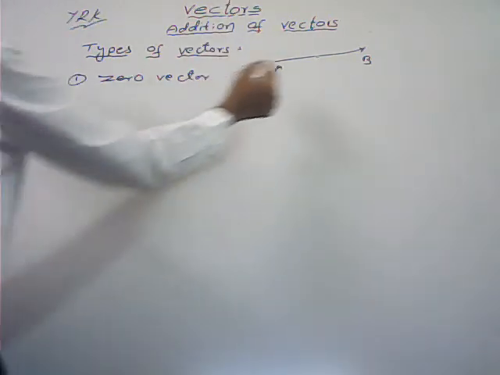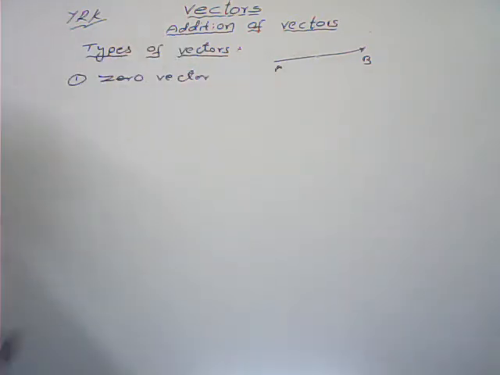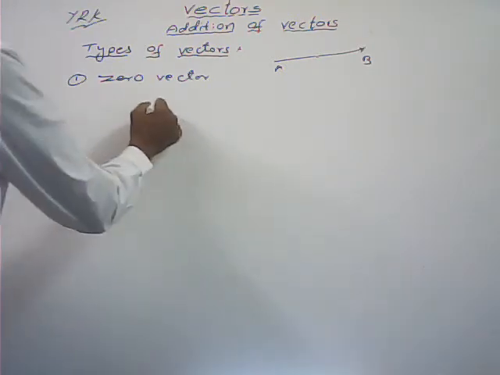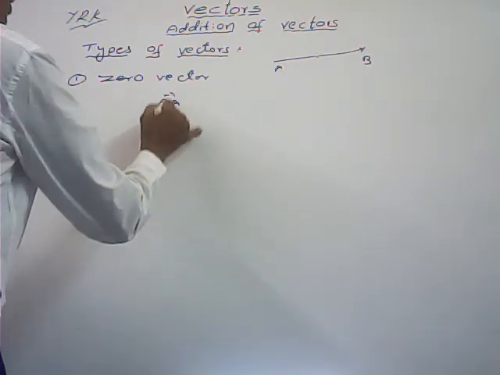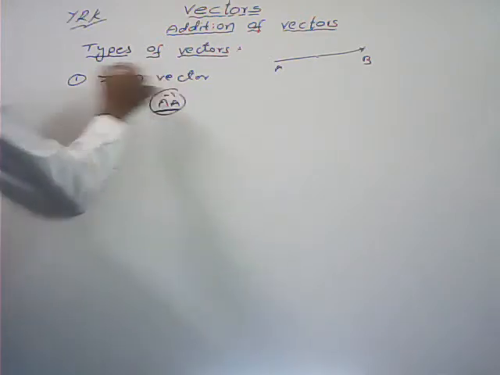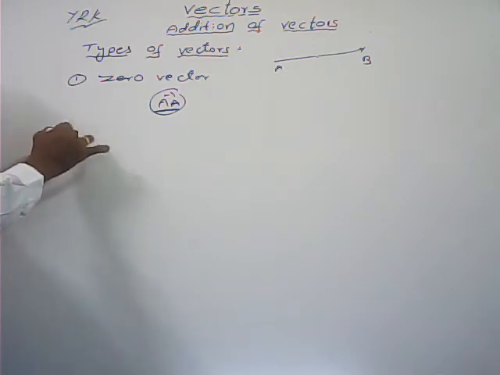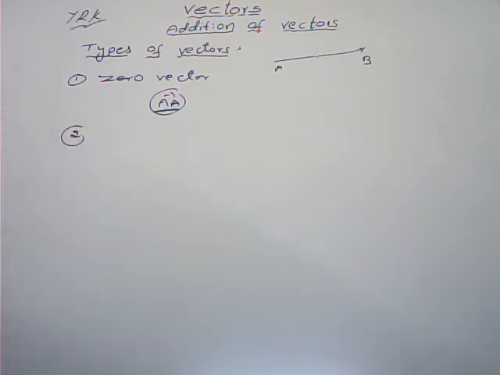If the terminal point coincides with the initial point, then that vector is said to be a zero vector. For example, here A bar. The initial and terminal points are both the same. So that one we say zero vector. Its length is equal to 0. A vector is said to be a zero vector if its magnitude is equal to 0.